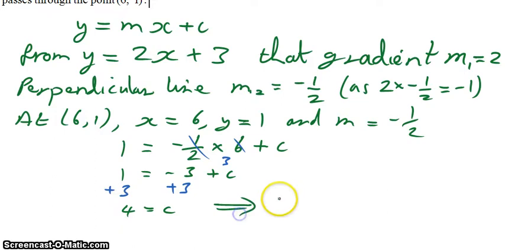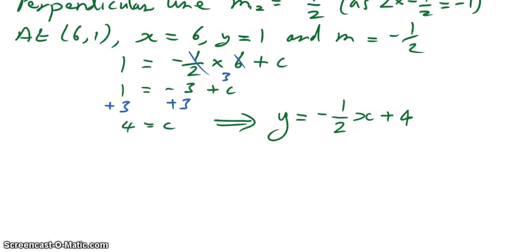This implies that the equation of the new line is y equals its gradient, negative 1/2, of x plus c. But c is 4, and there we have it. Now that's in the form y equals mx plus c, and as we've seen before, we can change that into the general form.